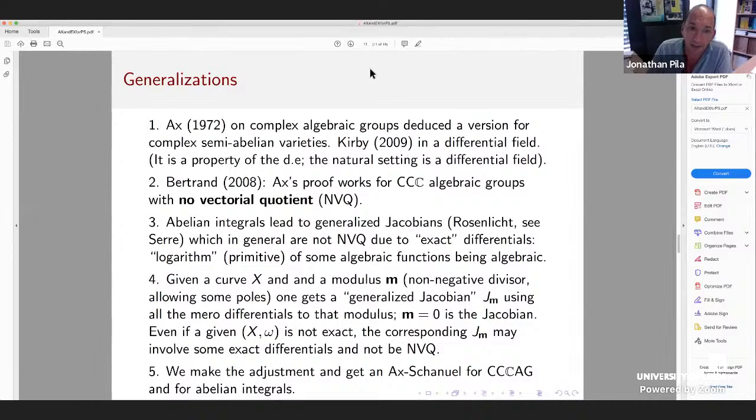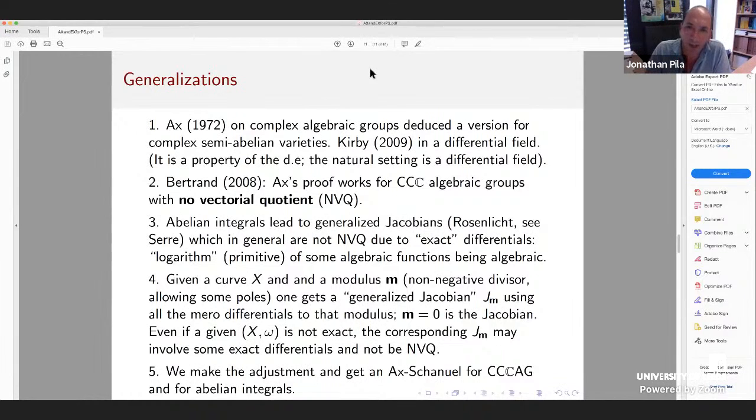Sometimes, even if your given differential is not an exact differential, by which I mean it has no algebraic primitive, the corresponding Jacobian may involve some exact differentials. And so you end up in a world of possibly groups that do have vectorial quotients. So abelian integrals lead you into this slightly wider world of commutative connected complex algebraic groups, which might have vectorial quotients.